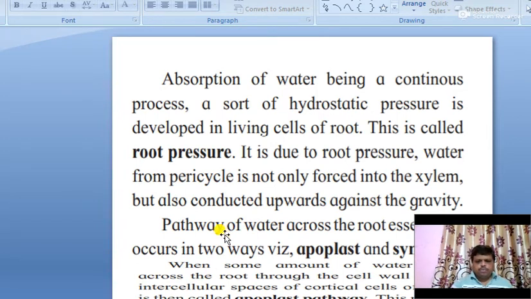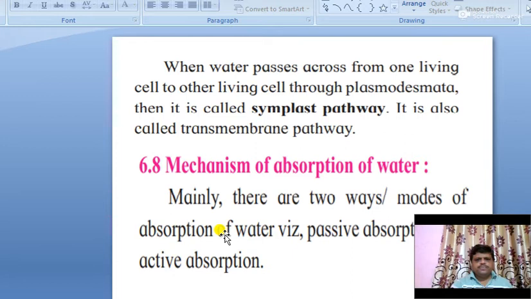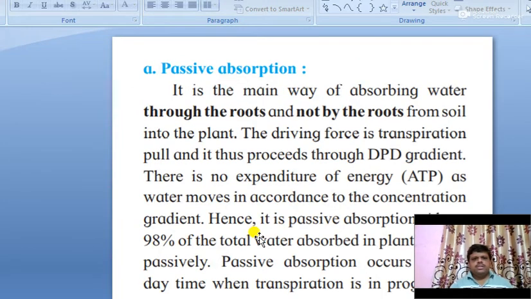Let us see one more point with the help of a new slide, that is the mechanism of absorption of water. Yes, so mainly there are two ways or modes of absorption of water. First one is passive absorption and the second one is active absorption. Let us see these absorptions one by one. Let us see the first one, that is passive absorption.